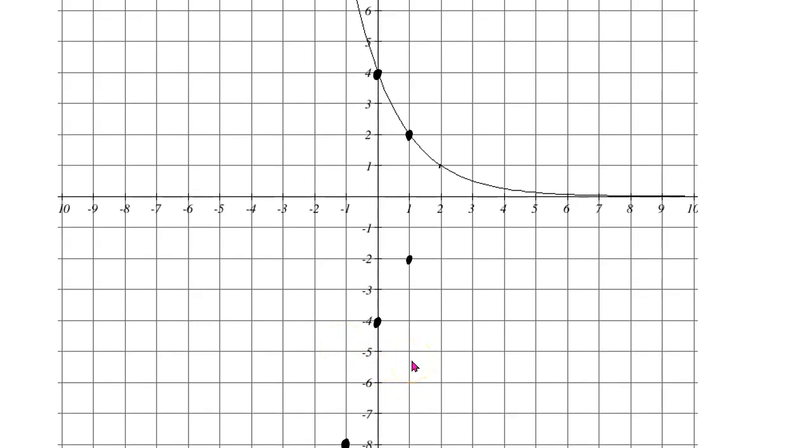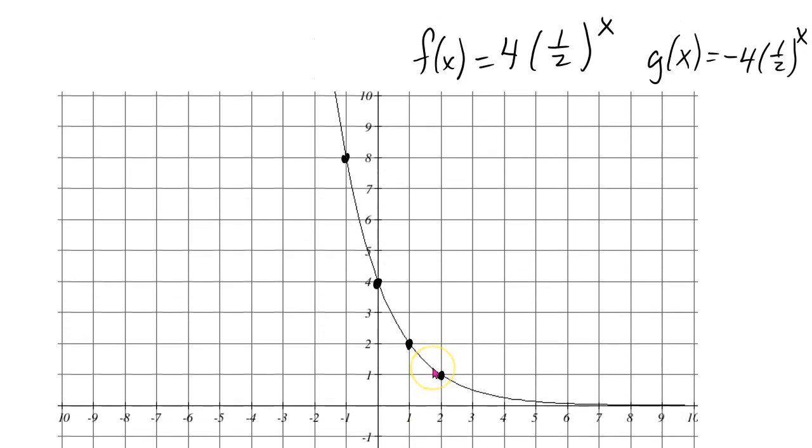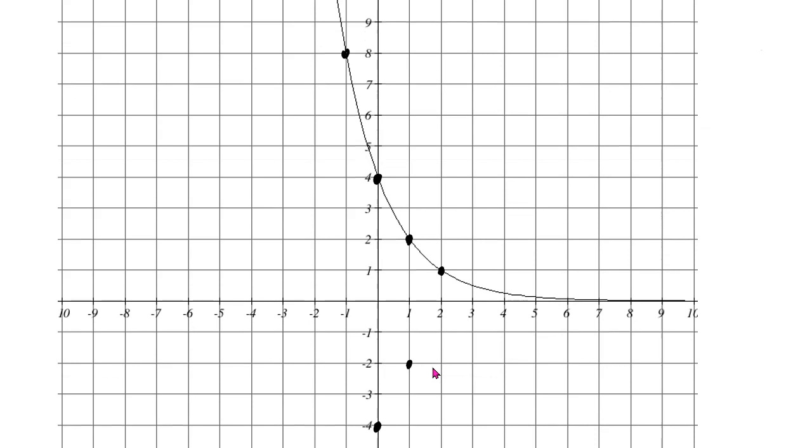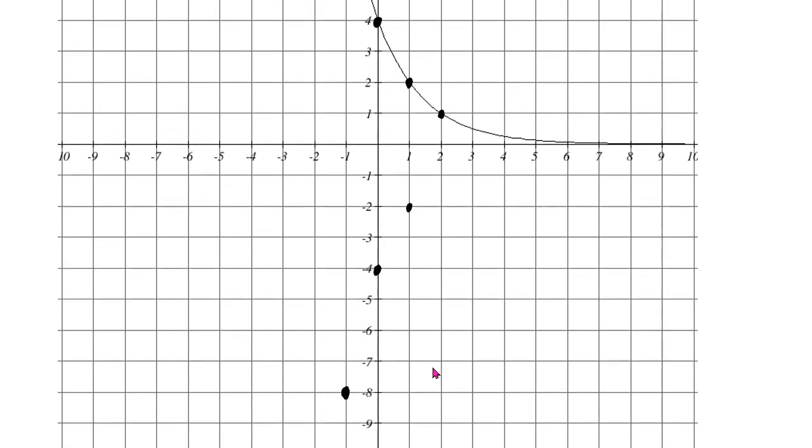The next point that looks like it hits exactly is here at 2. Let's look at what happens when we let the variable be 2. 1/2 raised to the second power is 1/2 squared, which is 1/2 times 1/2, or 1/4. 1/4 multiplied by 4 gives us the number 1. That means this ordered pair here is 2, 1. When we reflect it across the x-axis, we get 2, negative 1. If we connect the dots and have it approach the x-axis as an asymptote, then we get this graph right here.